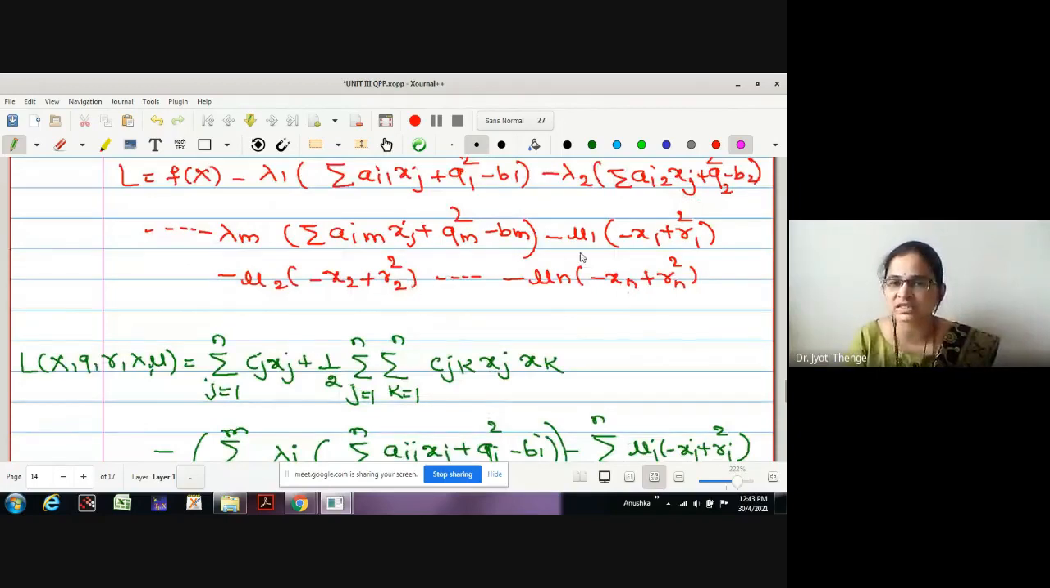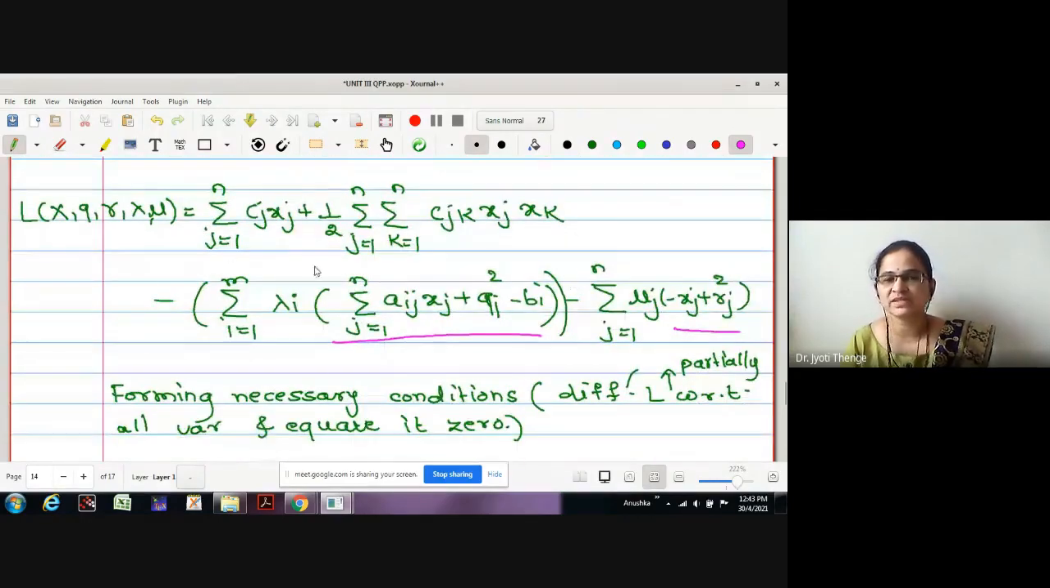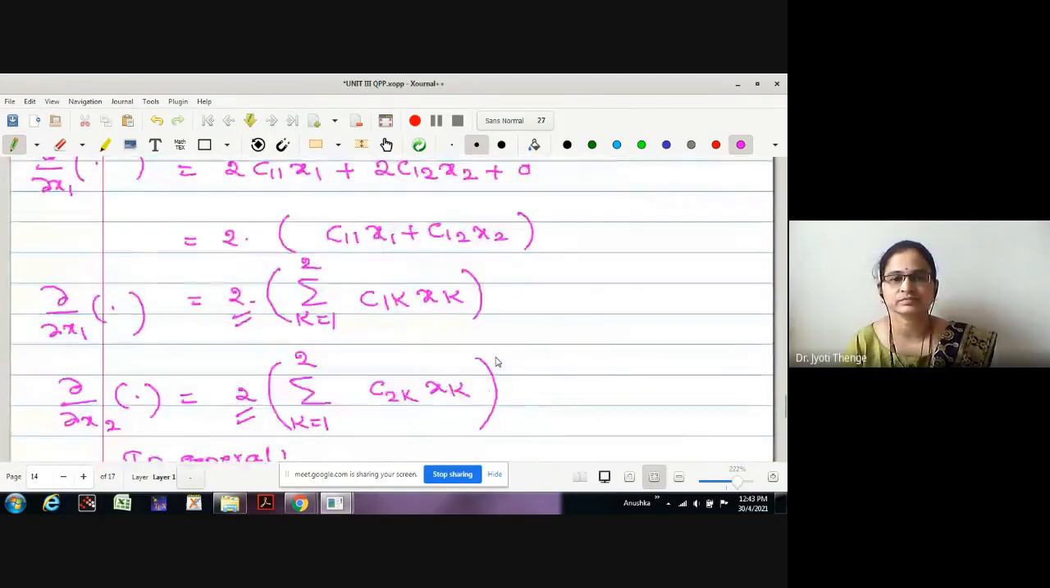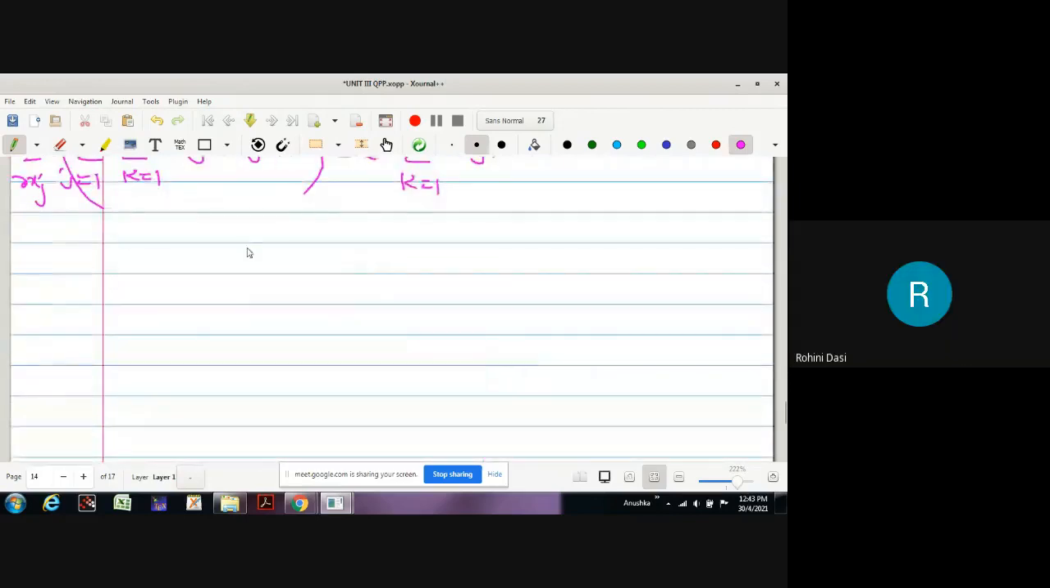Because here, look at these terms. If I differentiate with respect to xj, the remaining derivatives are 0. Only the term containing xj will give me the value minus 1. So minus 1 into minus mu j will be plus mu j. Here it will not be a summation. Is the partial derivative clear for all the terms? Yes, ma'am. Now, shall I write it?